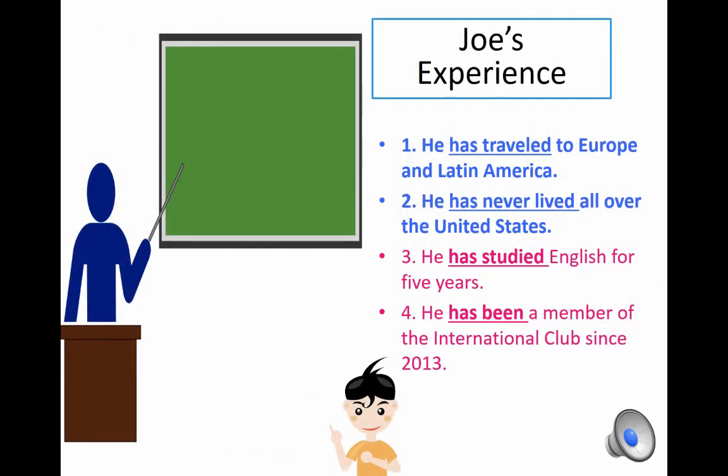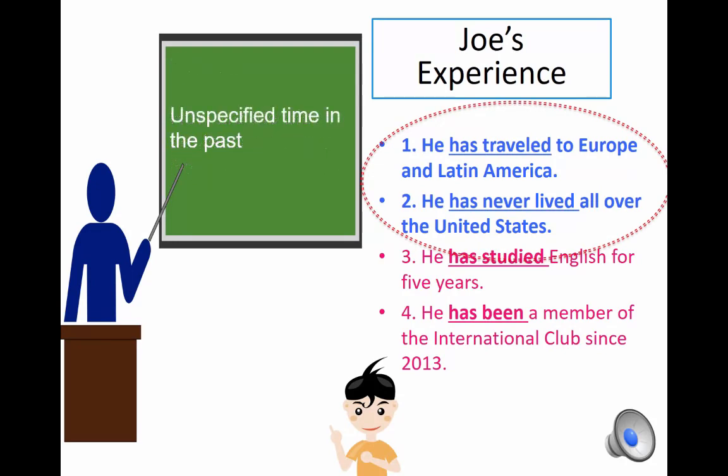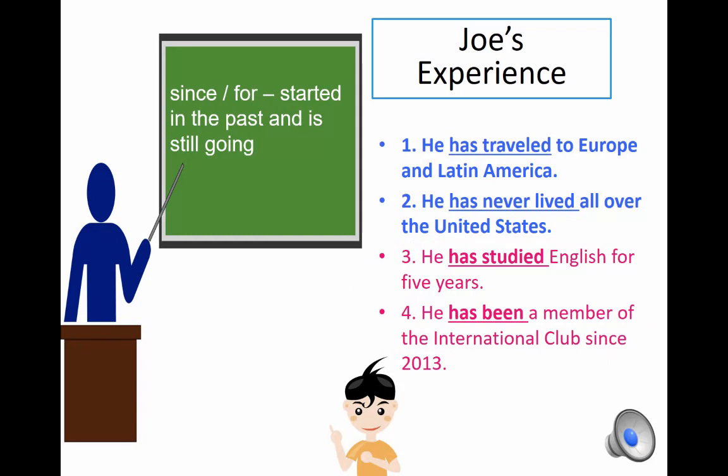Okay, it's your turn. How are the blue sentences different from the red ones? You're right, these ones represent an unspecified time in the past. And what about these ones? Yeah, with these ones we use since or for to talk about something that started in the past and is still going. Good job.